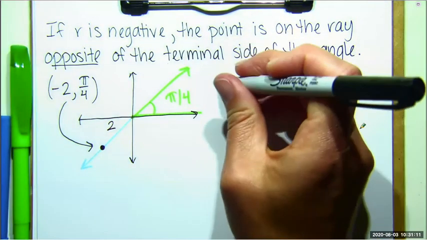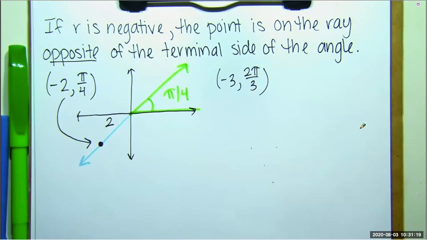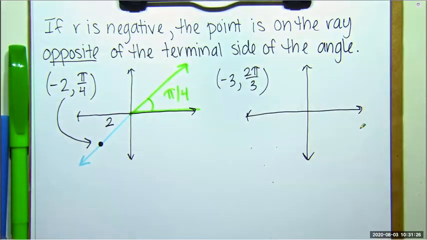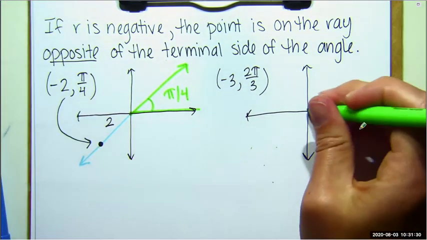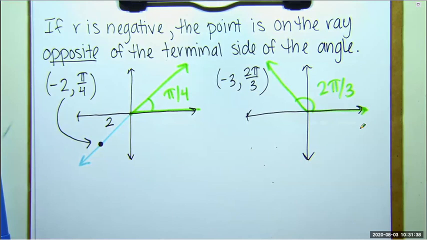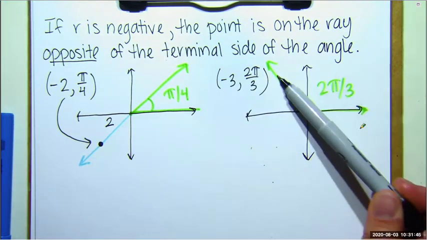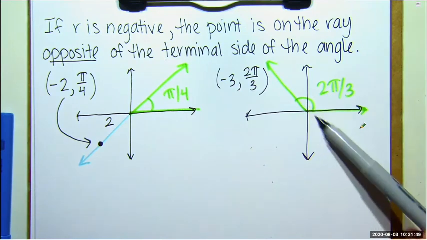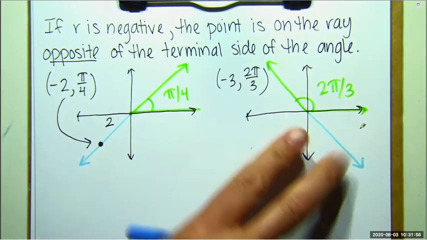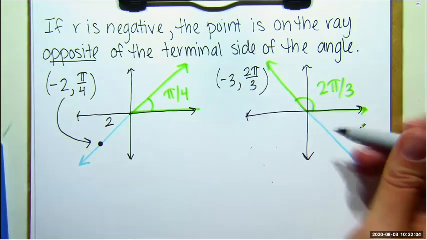Let's do another one. How about -3 comma 2 pi over 3? The first thing we'll do is draw in our angle 2 pi over 3. We know that's 120. The next thing we want to do, using r, is figure out where our point is. If r was positive, we would go up this ray. Because r is negative, instead of going up this ray, we want to go the opposite direction, down the opposite ray. So it would be helpful to draw in the opposite ray, the ray that goes in the opposite direction. These two rays together form a flat line. Now down the opposite ray, we want to go a distance of 3.